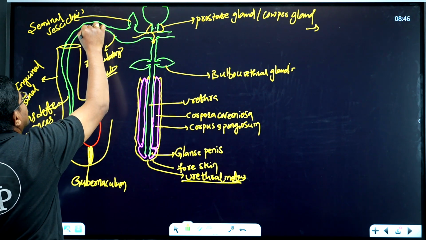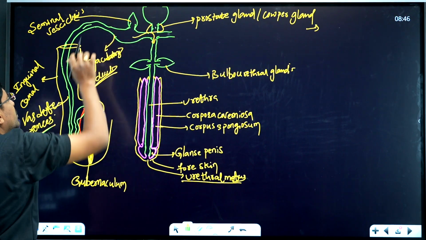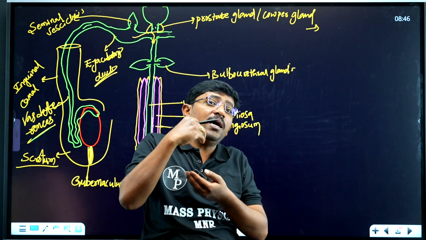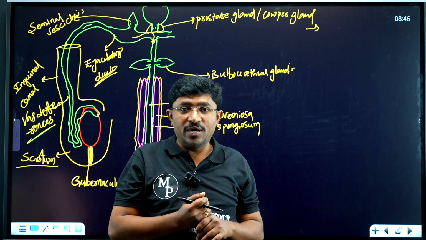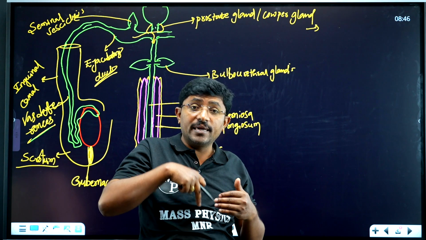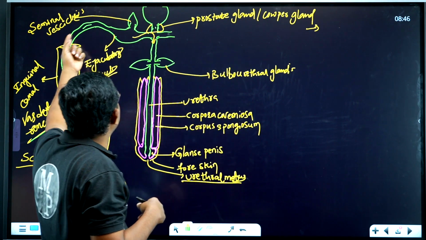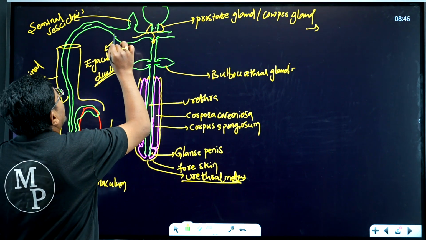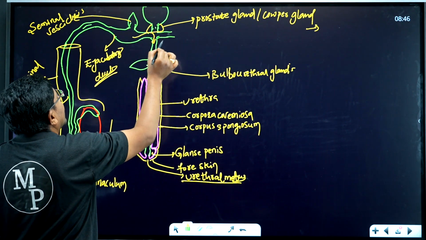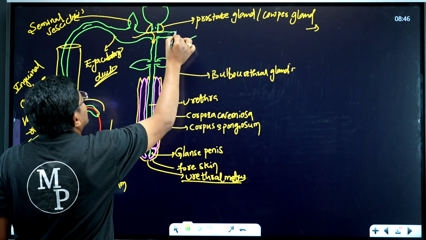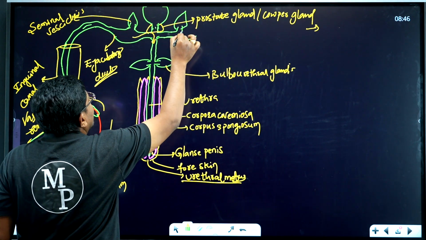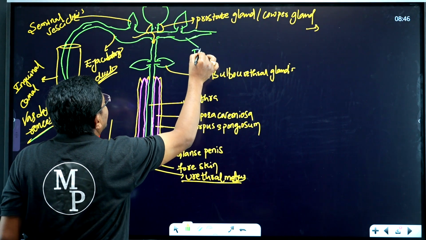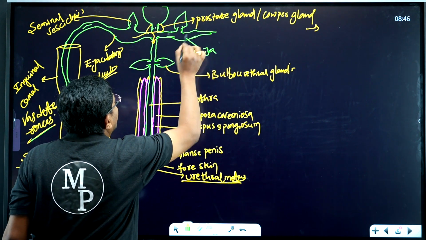The vas deferens ascends into the abdomen. Actually, the vas deferens overlaps the urinary bladder, and it opens into the ejaculatory duct. Where the ejaculatory duct is, there is a little swollen structure, the swollen portion of the ejaculatory duct, near the seminal vesicle.